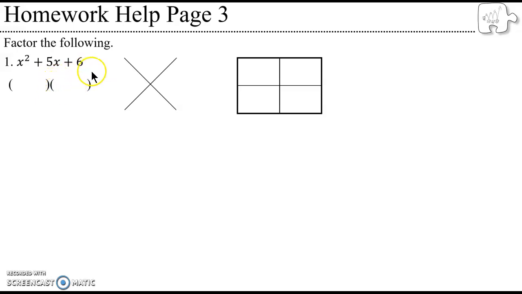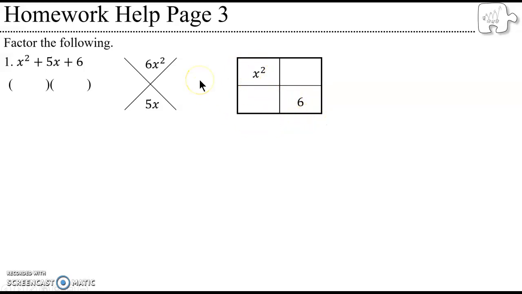Then I just put these open parentheses to remind you that our answer won't be the box or the diamond, but our answer will be two factors that will give us this expression. First things first, we always multiply the first and the last term together. 6 times x squared is 6x squared. And we put the middle term on the bottom. And in the box, we put the first and the last in the corners.